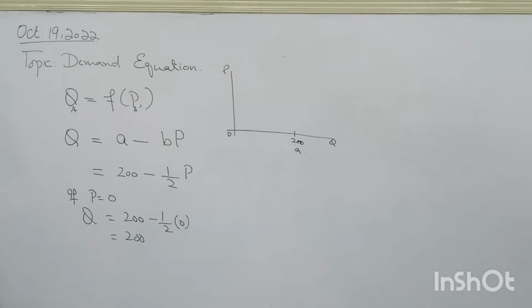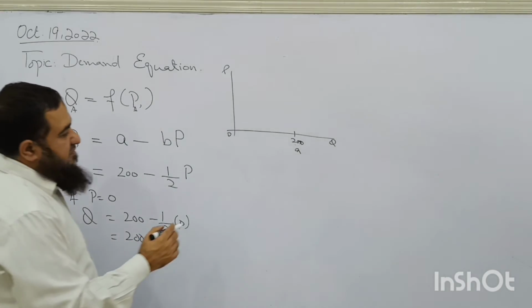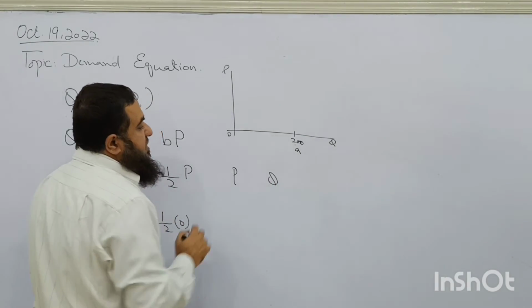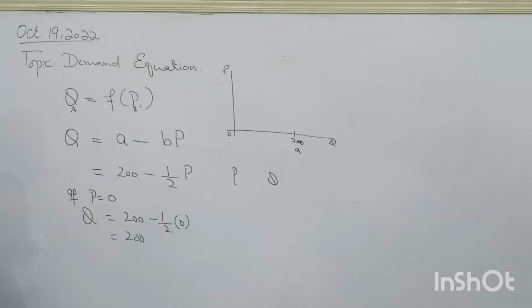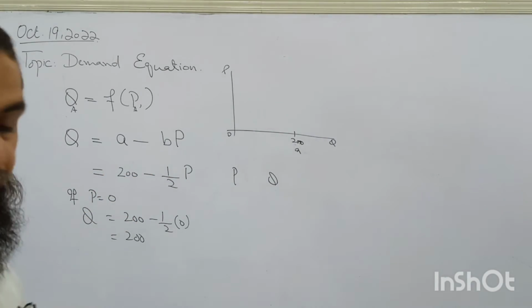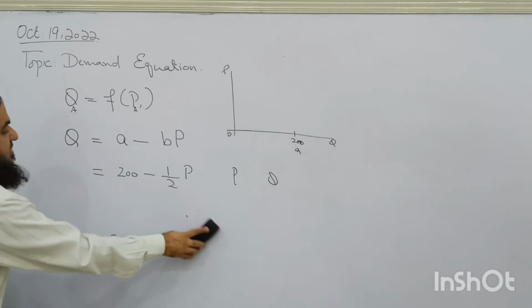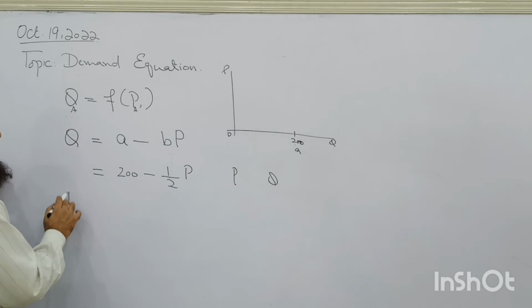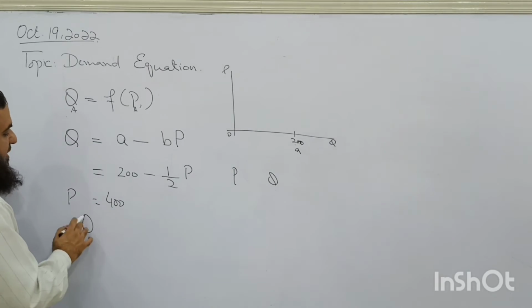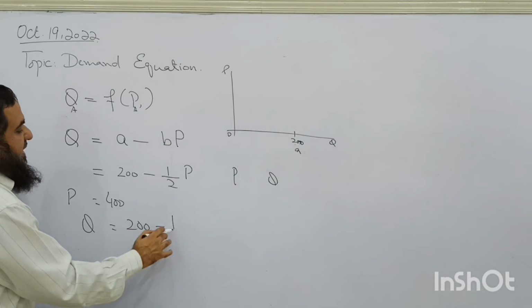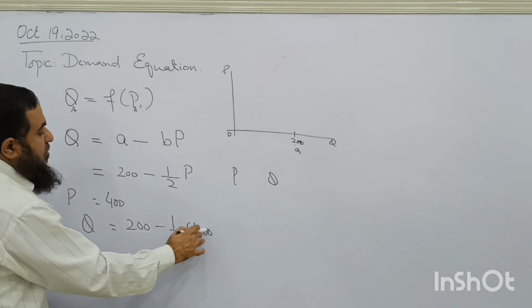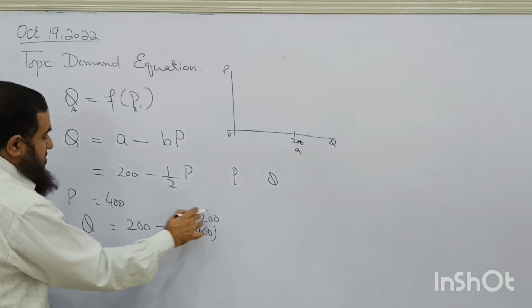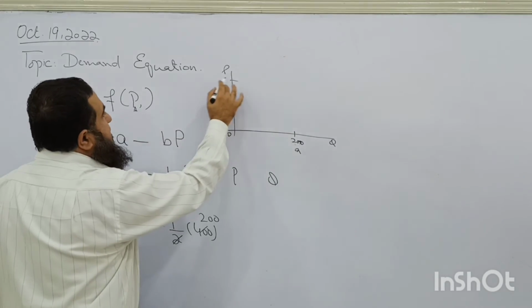Clear? Now what is this B? I have to explain to you what is meant by this B. Now I am taking some values for you people, price and quantity. Okay, at what price will demand be zero? If price is 400 over here, what will be the quantity demanded? 200 minus 1 by 2 into 400. But this is now 0 demanded. This is the 400 point.